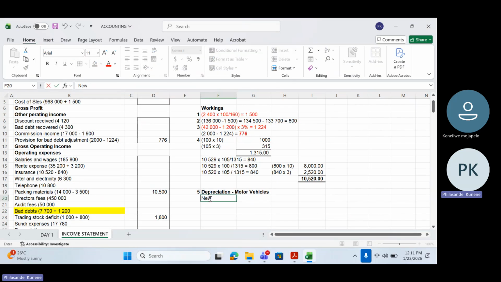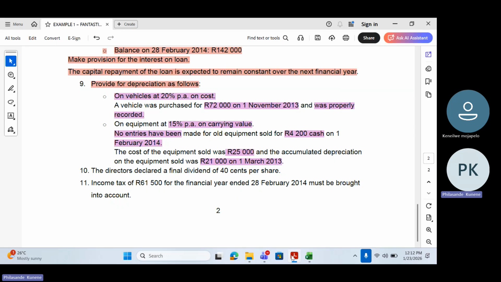So I will just say new vehicle, right? I'll just say new vehicle and then I do this. So how are we going to calculate the depreciation for it? They said 20% per annum on cost. How much is the cost? 72,000 rand. That is the cost price of the motor vehicle. So which means now I'm going to say 72,000 rand multiplied by 20%. And then are we going to apportion it or not?